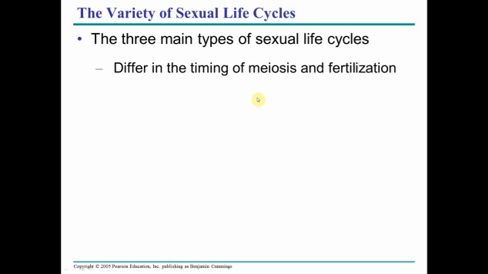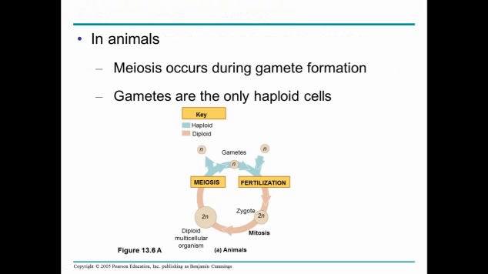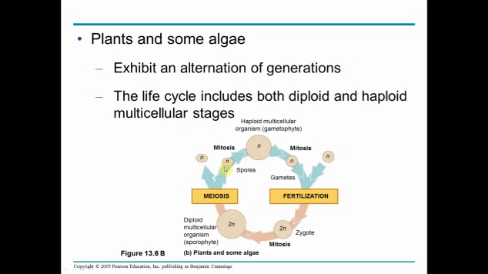Now this is different in some organisms. In animals, this is essentially what we just showed you. 2N cells combine to make a 2N. Then through mitosis, we make a multicellular organism. And then meiosis, we make more gametes. Not all organisms occur like this. As you'll see here in plants and some algae, the life cycle itself includes both diploid and haploid multicellular stages. So there's haploid multicellular components.